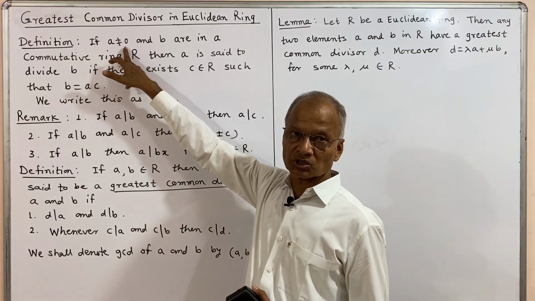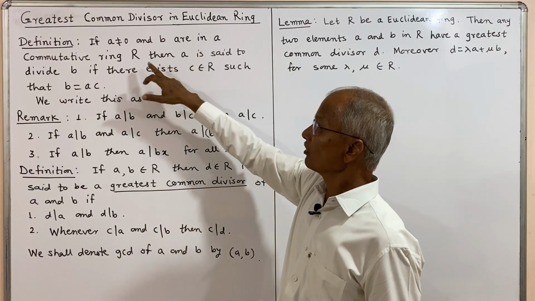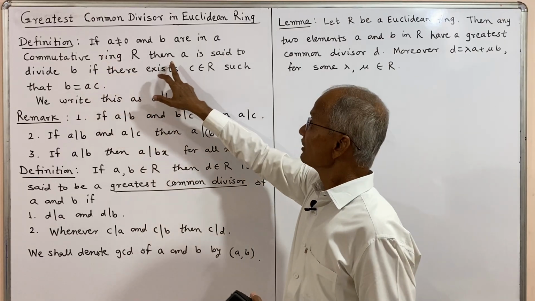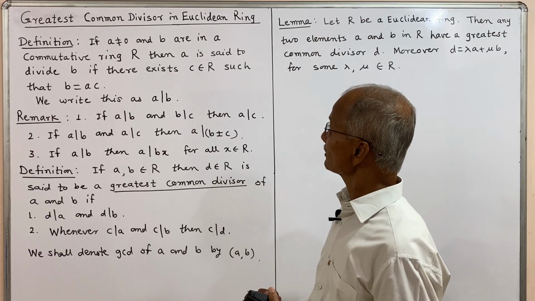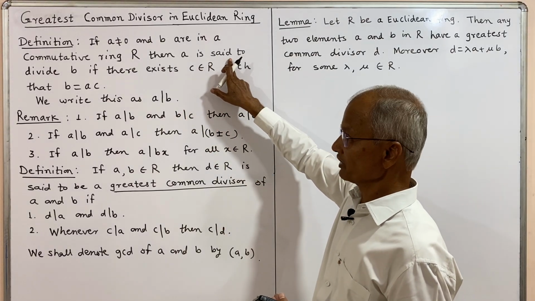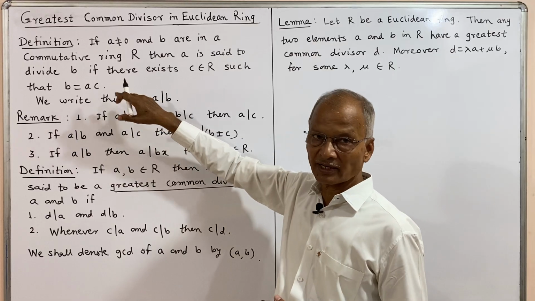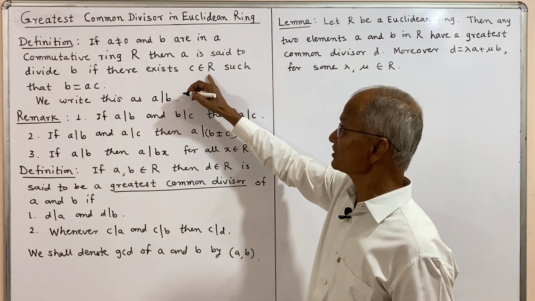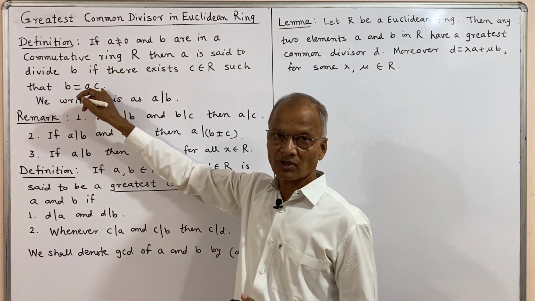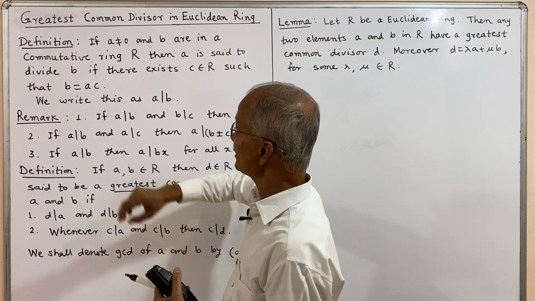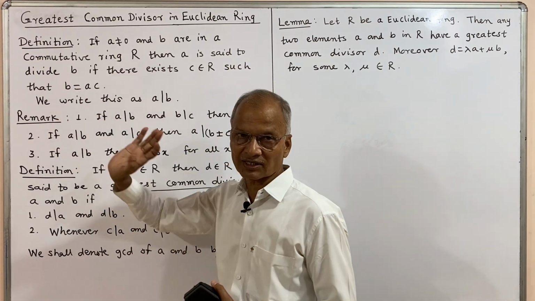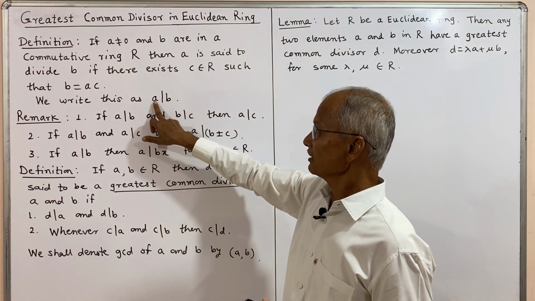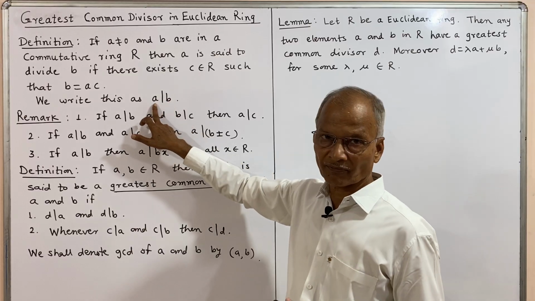If A is not equal to 0 and B are two elements of a commutative ring, A must be non-zero. Then we say A divides B if there exists another element C in R such that B is equal to A into C. That means if B is a multiple of A, then we say A is a divisor of B, and we write this relation as A divides B, or A is a divisor of B, or B is a multiple of A.